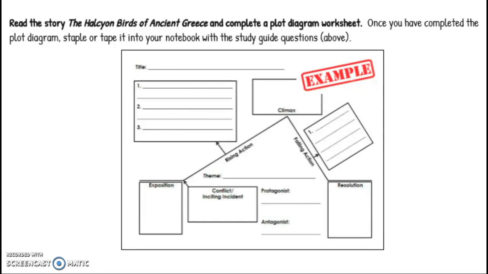The last section of this study guide tells you to read the story of the halcyon birds of ancient Greece and complete a plot diagram worksheet. Once you've completed the plot diagram, staple or tape it into your notebook with the study guide questions, which we just talked about. So on the bottom of your study guide, there's just an example of what one of these plot diagrams looks like. That way you know what to go and get in order to complete this.